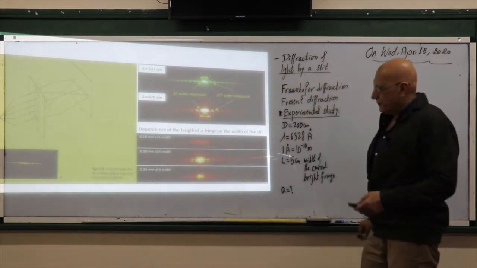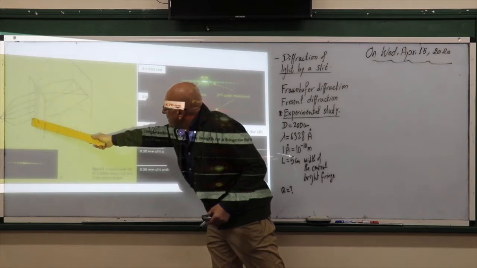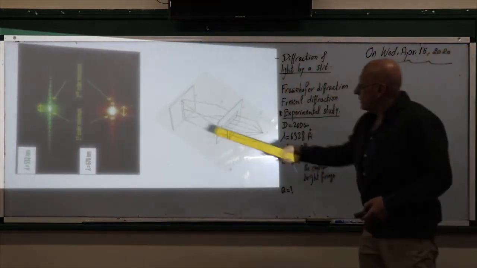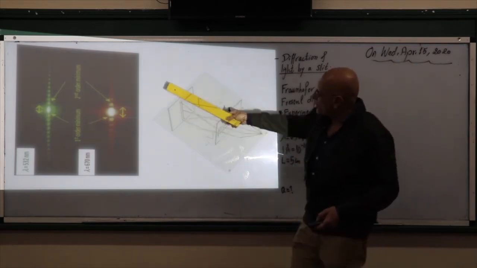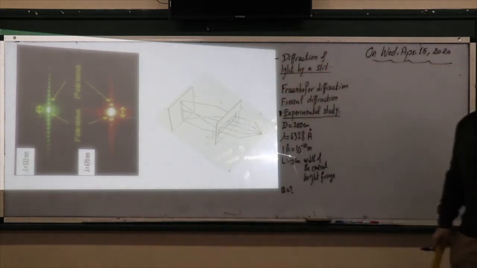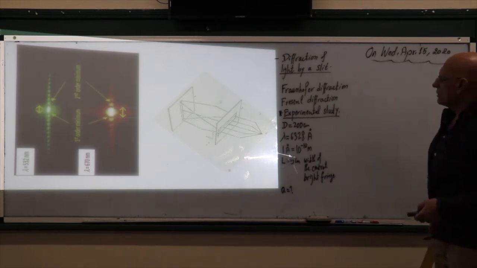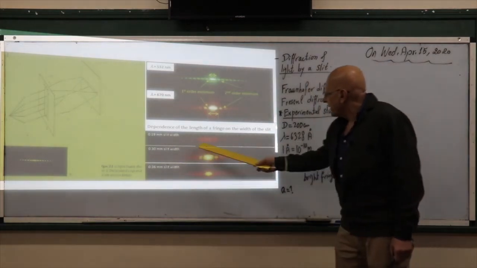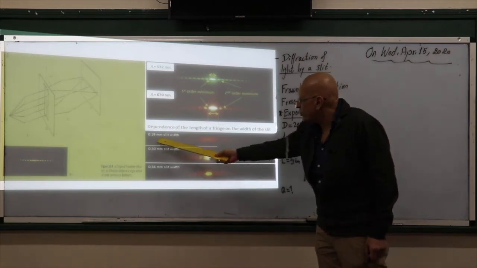A third observation you notice is that when the slit is vertical, the diffraction pattern is horizontal. Notice here, in this figure, the slit is horizontal, the diffraction pattern is vertical, which means that the direction of the slit and the direction of the diffraction pattern are orthogonal. In addition to this, you notice that as the width of the slit varies, diffraction increases or decreases according to the width of the slit.